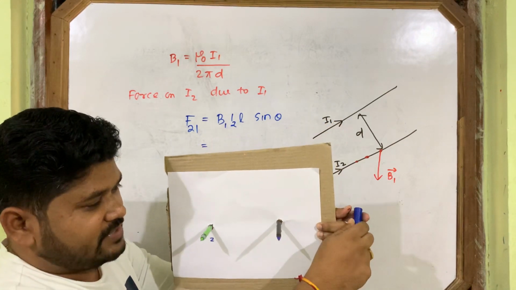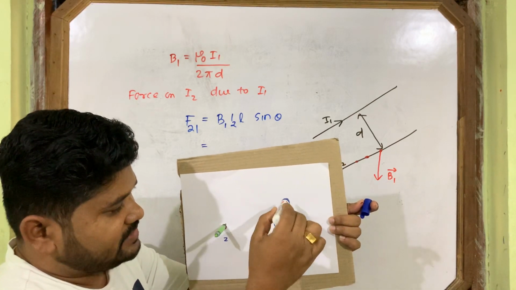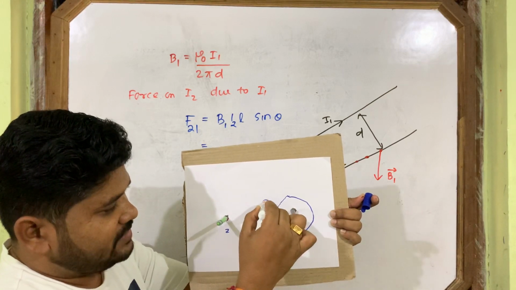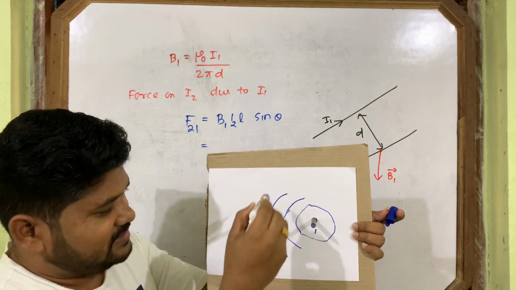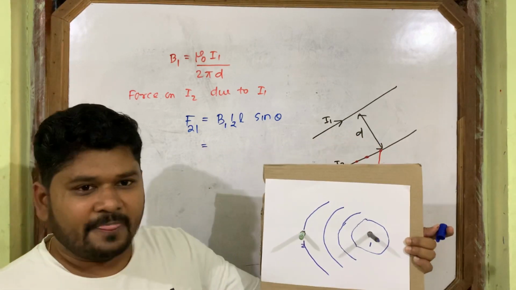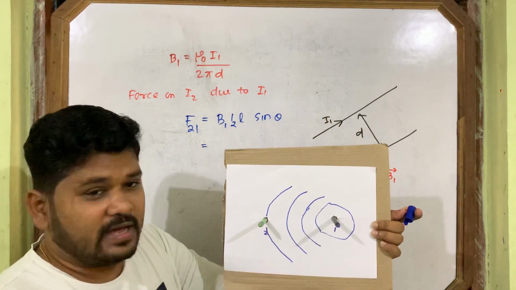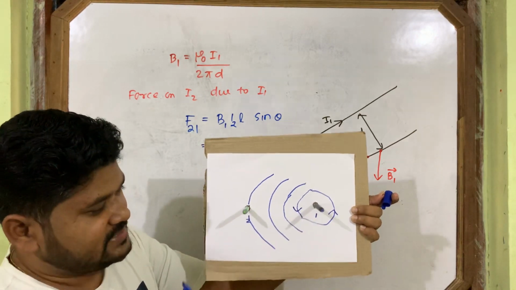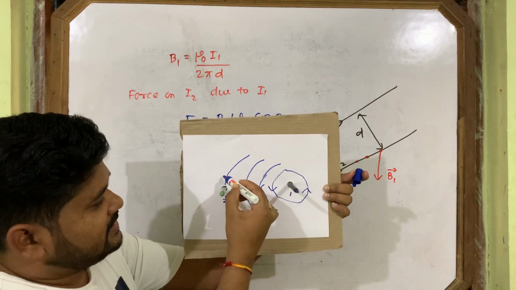Now I'm drawing the direction of the magnetic lines of force. You see, circular direction, though it is not a perfect circle, but you manage. It will be circular to that side, circular to that side. So these lines of force are of current 1, and the direction is in this direction, here in this direction.